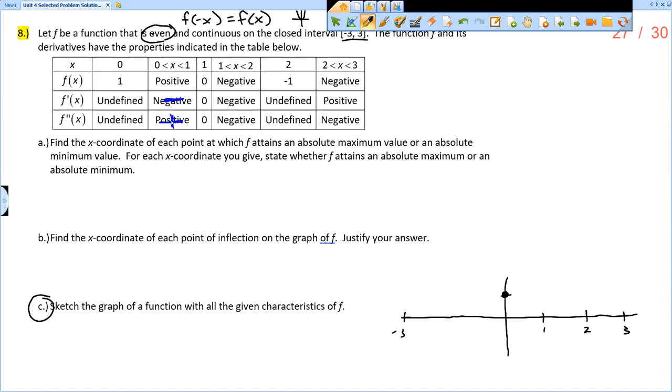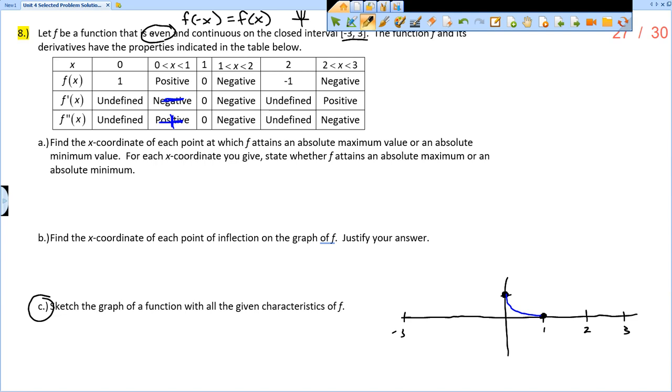So what does that mean? Decreasing and concave up. So I'm going from (0, 1) to (1, 0), and I have to connect these two with a decreasing concave up curve. So we're going to have this curve connecting those two. All right, next, at 1 the first derivative is 0 and the second derivative is 0.